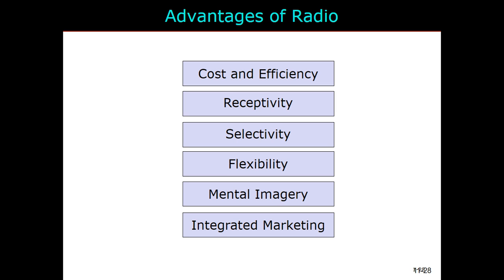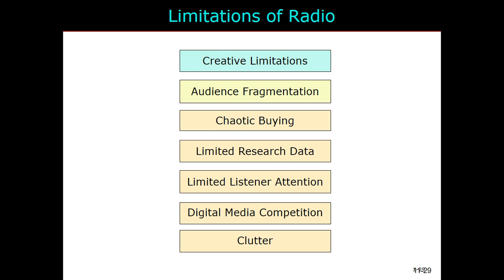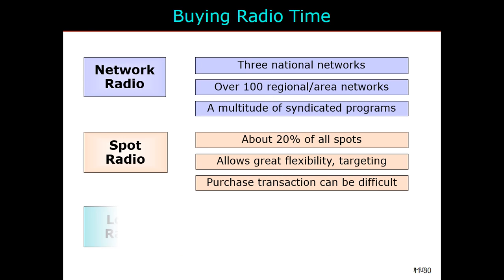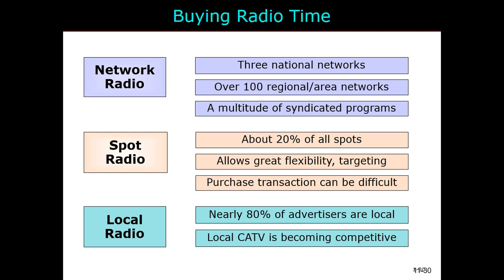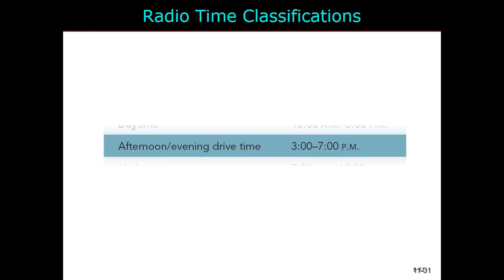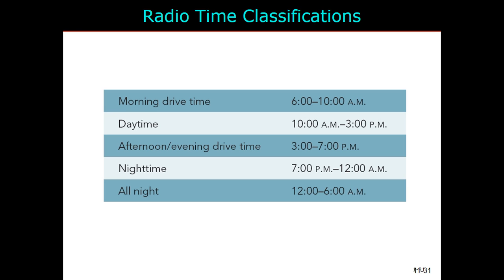The advantages of radio, and the limitations of radio. You should understand that. And how do you buy radio time? Network radio, spot radio, local radio. And 80% of advertisers are local. Also the radio time classifications: morning drive, daytime, afternoon, evening drive, nighttime, and all night. The different time slots you need to remember.